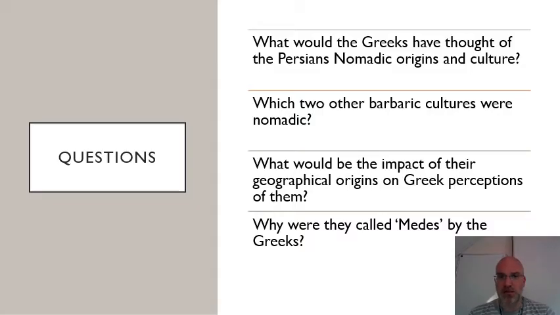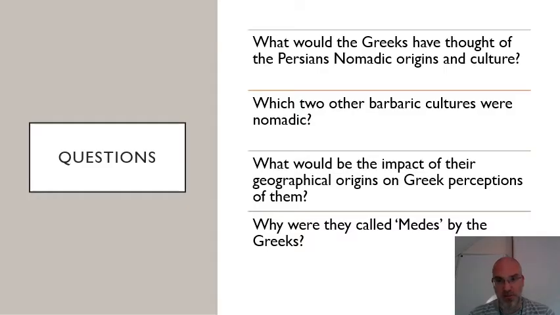So what would be the impact of the geographical origins on Greek perceptions? Well, it's far away. It's very far away from Greece. It is far, far out east to a place where very few Greeks would have ever been. Perhaps some traders. It's not impossible that Greeks could go there and would have got there. And if you've got Ionian Greeks, they're part of the way there already. But they are far away. They are from the exotic, mystical east that most Greeks would have only known through stories of travellers.